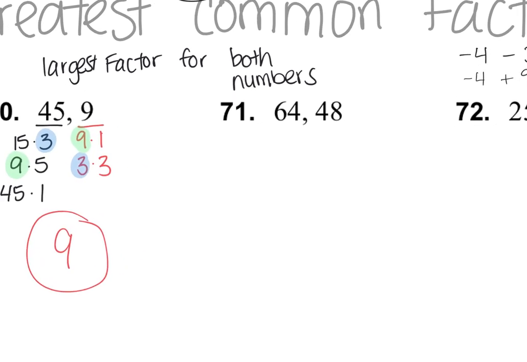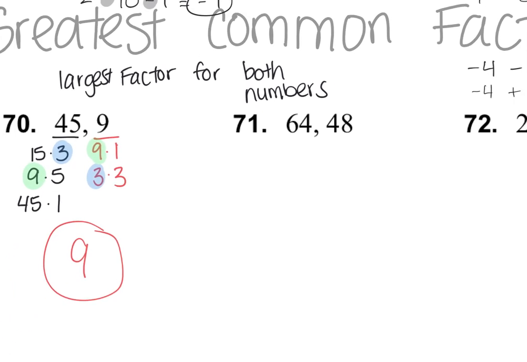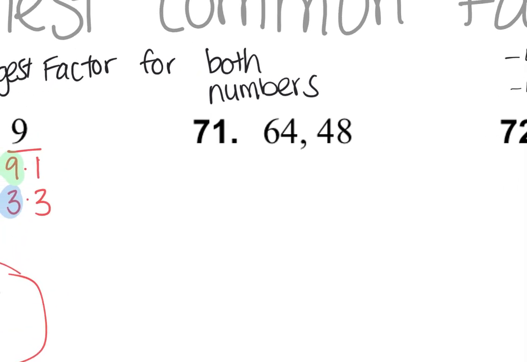All right, let's do the same thing. So we're finding the greatest common factor between 64 and 48. So the factors of 64, I know that 8 times 8 gives me 64. We should always start with 64 and 1. I know that 16 is a factor of 64. 16 times 4 is 64.